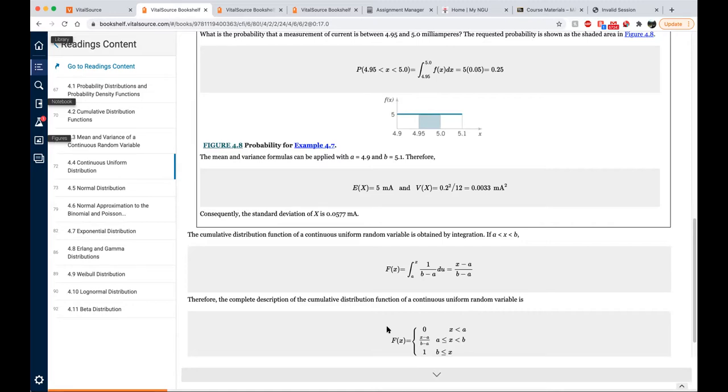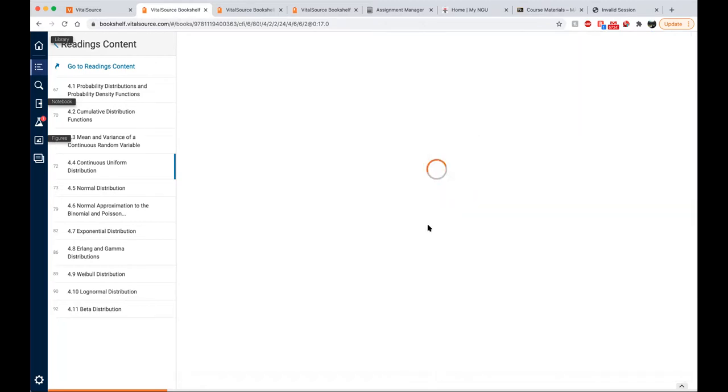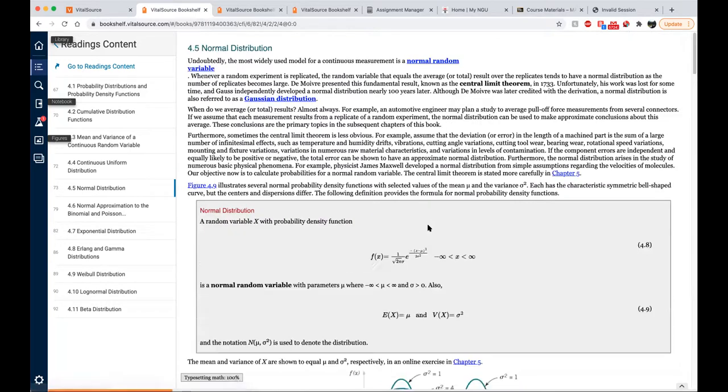So that's all about 4.4. Let's see 4.5, normal distribution. What's the normal distribution?